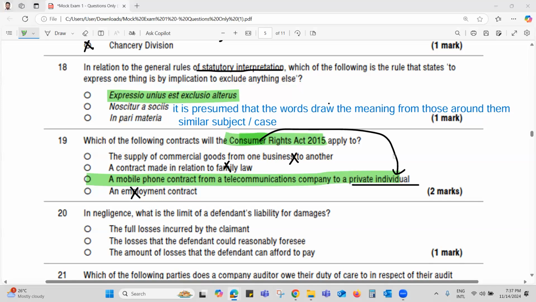Okay, thank you. So in negligence, what is the limit of defendant's liability for damages? The full losses incurred by the claimant? The losses that the defendant could reasonably foresee? The amount of losses the defendant can afford to pay? So in negligence, what is the limit of the defendant's liability for damages? Defendant's liability is anything that he could reasonably foresee. If something is not reasonably foreseeable, he can defend himself. Otherwise, he is liable for all the damages. Okay.